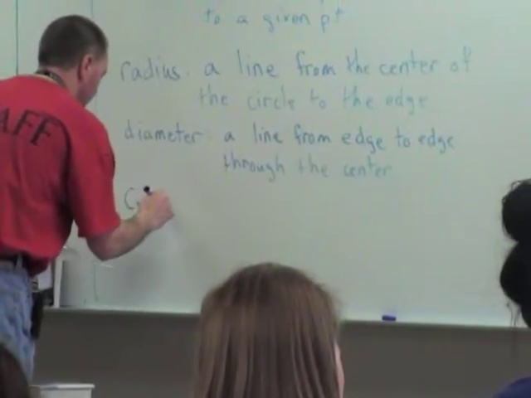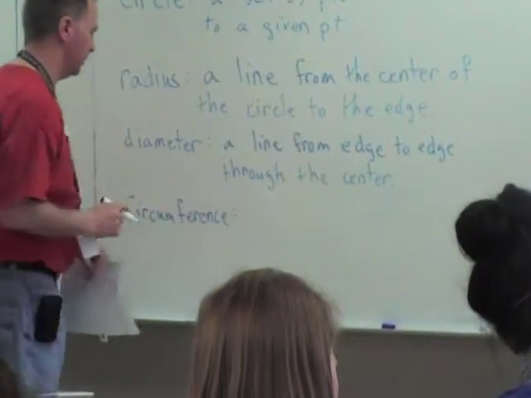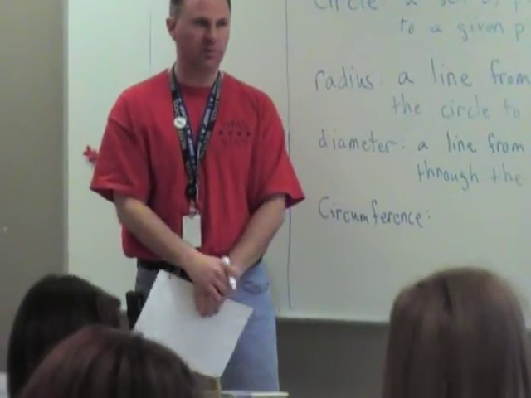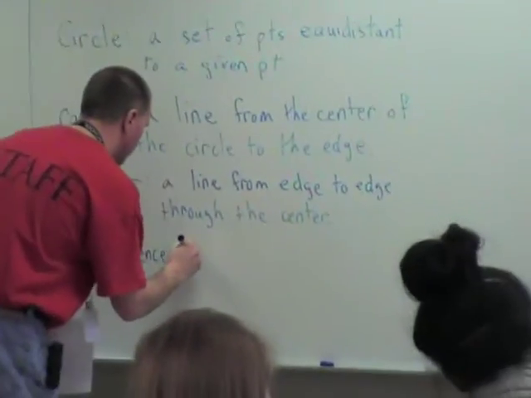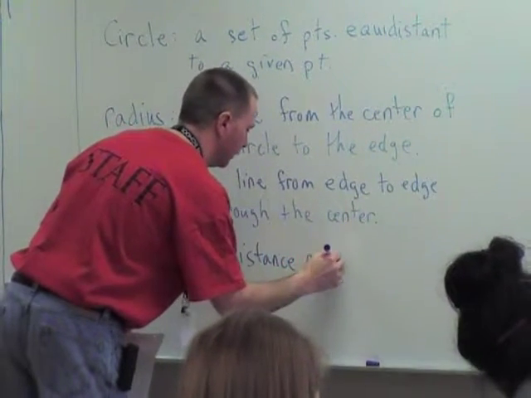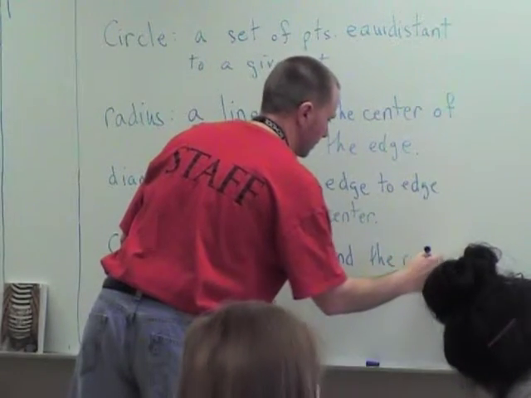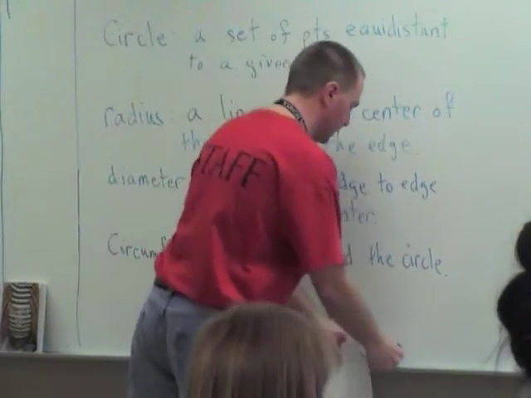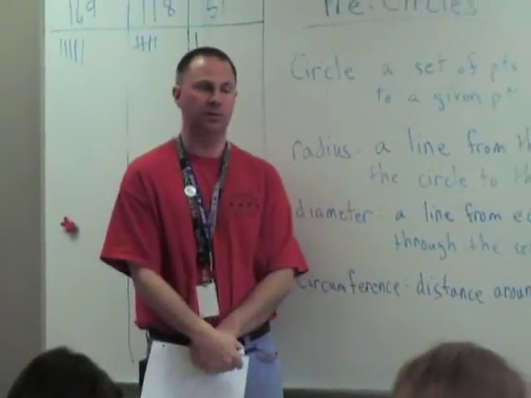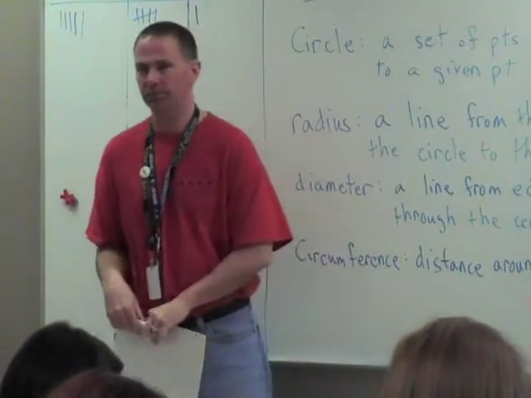Circumference. Can you tell me what circumference is? The perimeter of a circle. That's a good way to look at it. Think about it. It's the distance around a circle. So instead of saying perimeter, when we ask for the distance around the circle, we call that circumference. It's just a fancy name for perimeter.